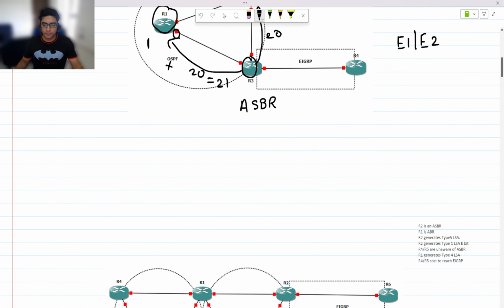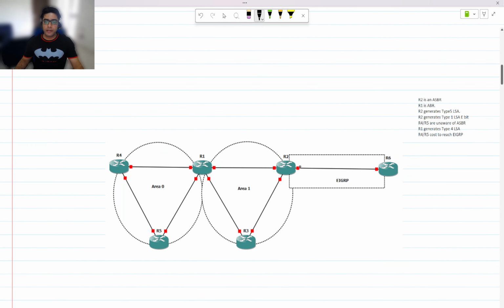Now let's take another example here. Between R2 and R6, EIGRP is running, and between R2 and beyond, OSPF is running. You have two areas, area 0 and area 1. So R2 here is the ASBR, the autonomous system boundary router, and R1 is the ABR, since R1 is connected to both areas, area 1 and area 0. Now when R2 injects the EIGRP route into area 1 via redistribution, it will send LSA number 5.